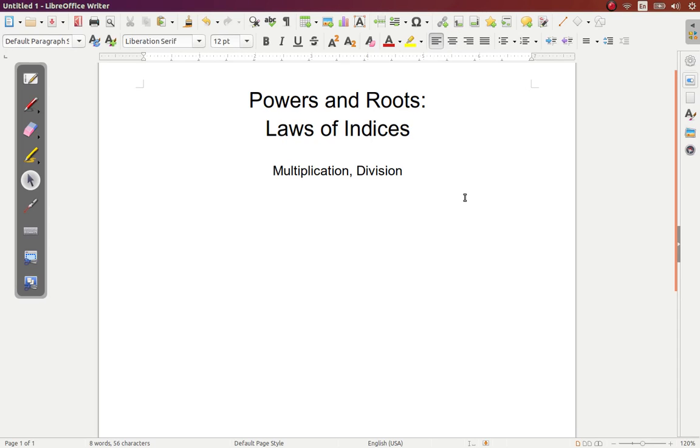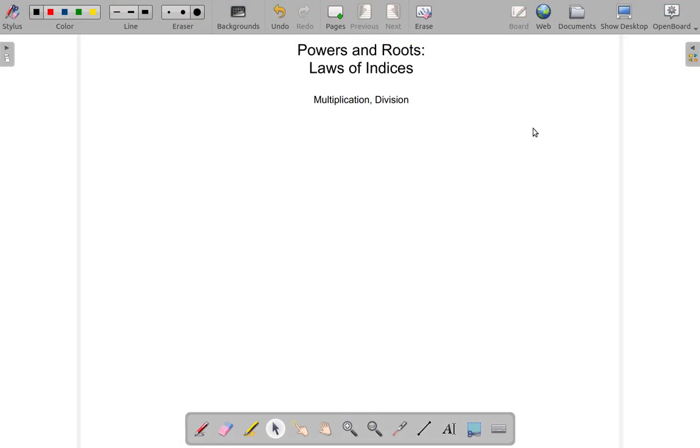Let us look at the laws of indices under the topic powers and roots. Now, when it comes to indices, you know you have one index, more than one indices. Indices is another term for powers. You will remember we're talking about powers. Let us go to our main whiteboard.